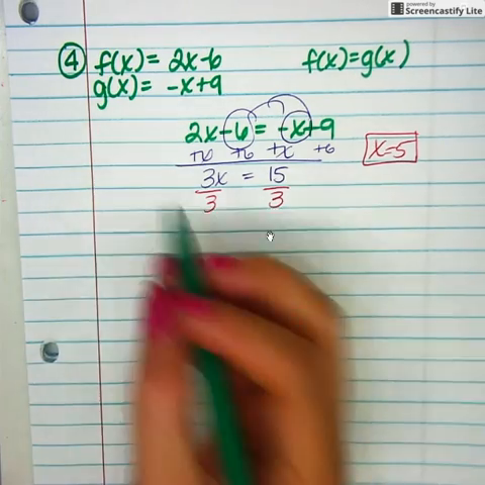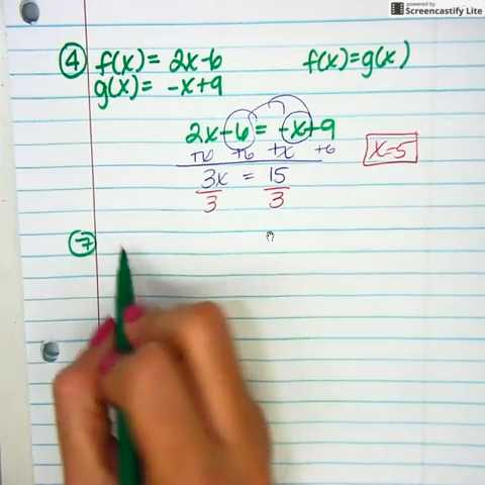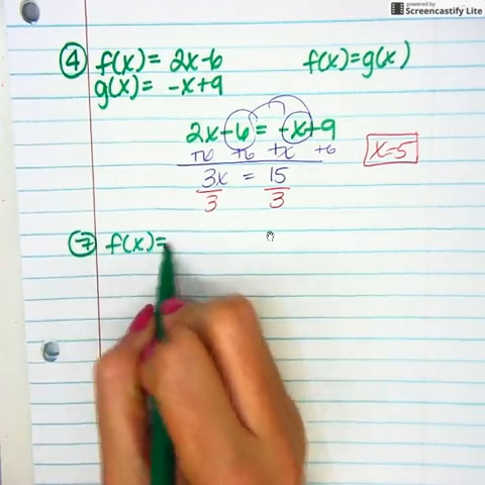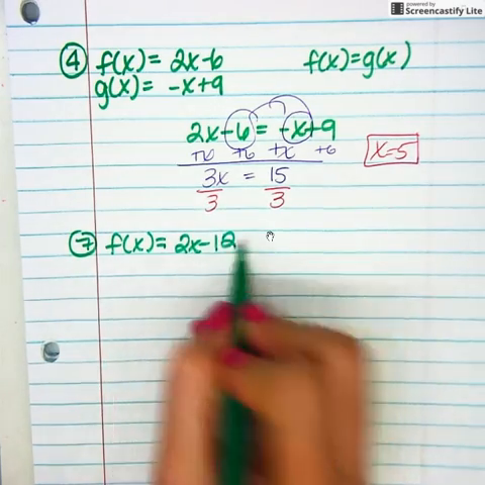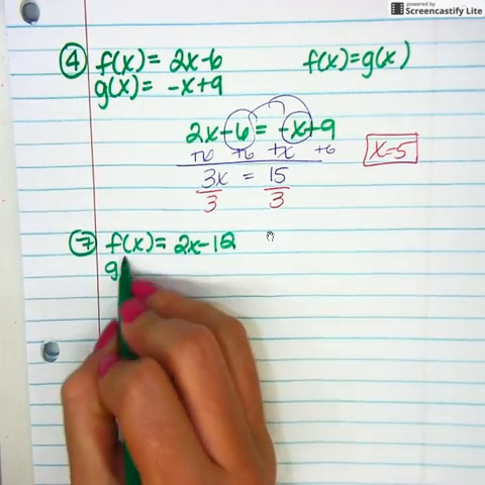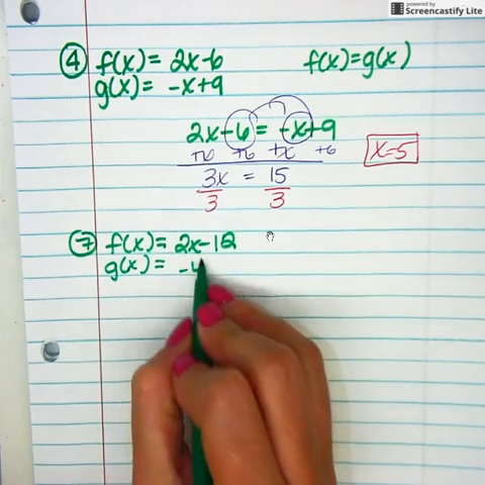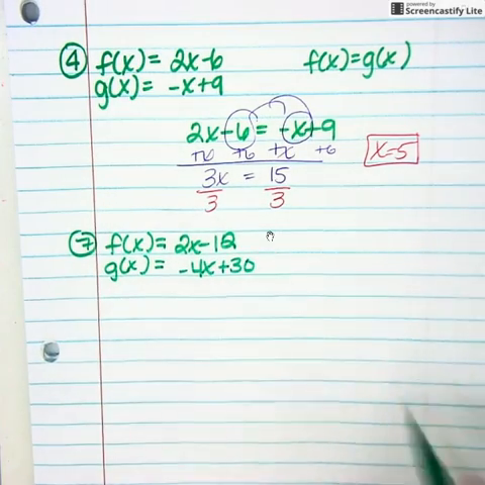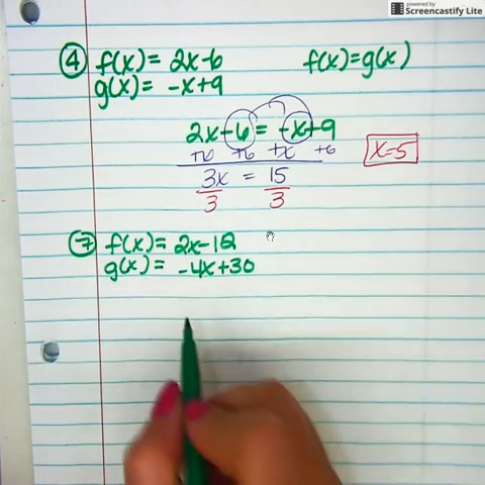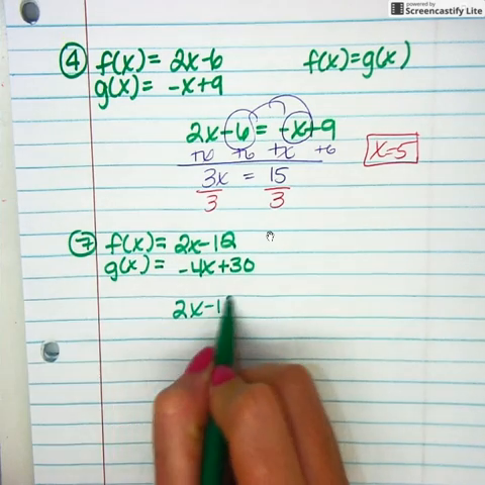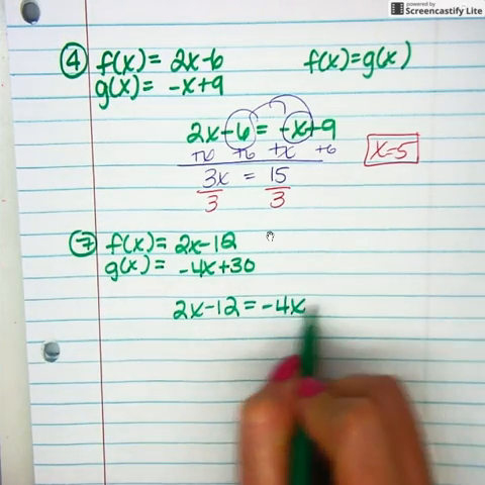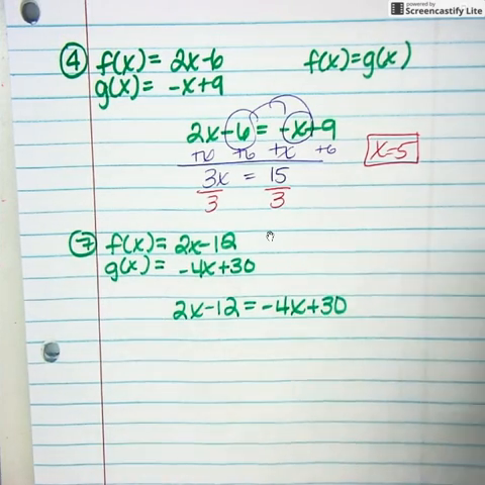Okay, I'm going to shoot down here to number 7. f of x equals 2x minus 12, and g of x equals negative 4x plus 30. Okay, again, we're just going to set them equal to each other. 2x minus 12 equals negative 4x plus 30.